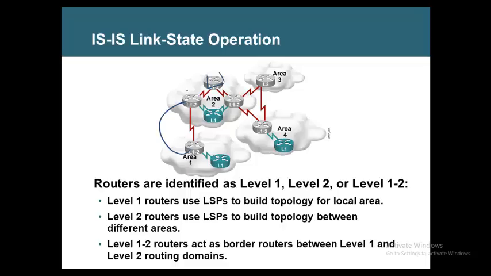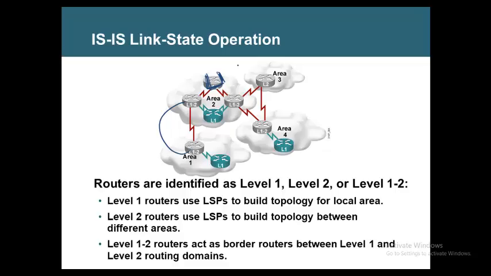It says give me only the local area network. L1 will say only give area 2 network. Don't give me area 1, area 3, area 4. Just give me, I belong to area 2. You give me only area 2 update. L1 will only learn local area.